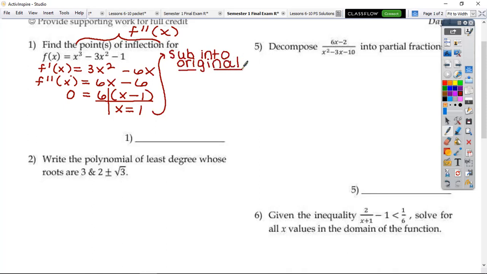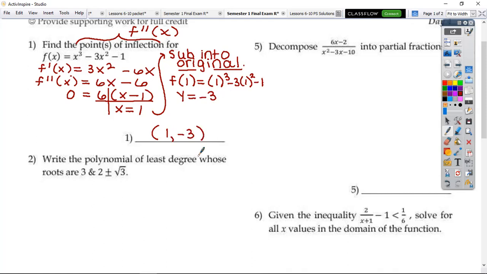Big note of that. So I'm going to go f of 1 equal to 1 cubed minus 3 times 1 squared and minus 1. I don't have that yet. Negative 3, thank you. So y is equal to negative 3. Perfect. So your point of inflection where this would change concavity would occur at 1, negative 3.